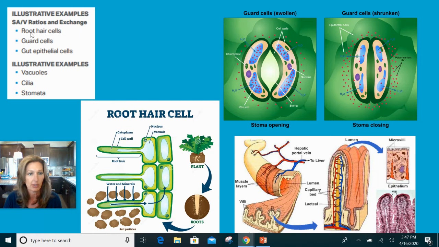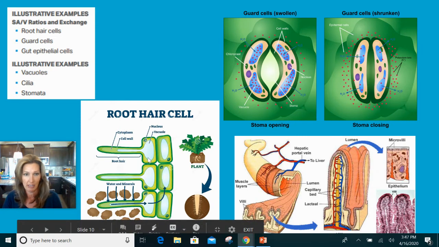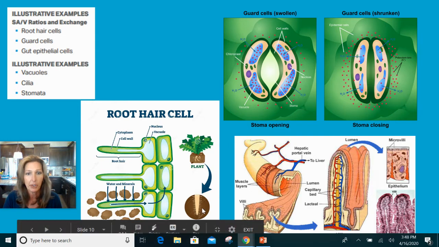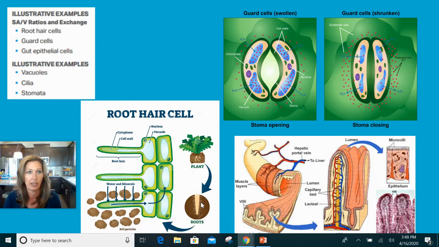This is something we didn't get a chance to talk about since we left for COVID-19, but root cells will actually have these little extensions coming out of the root cell that are called root hairs. And this is where the plant needs to be obtaining water from the surrounding environment. So by having this process that extends out, now I've increased surface area to allow for more water movement into the cell. So these root hair cells would increase surface area. That's an illustrative example.